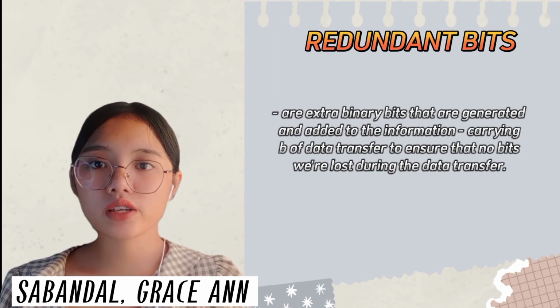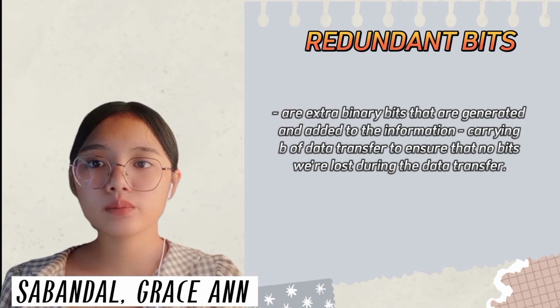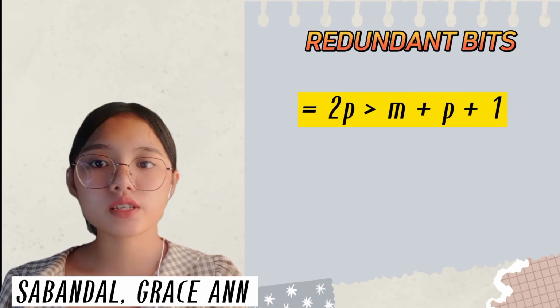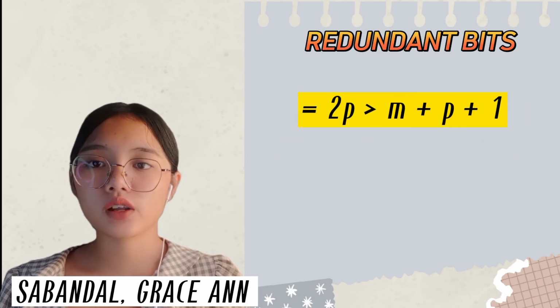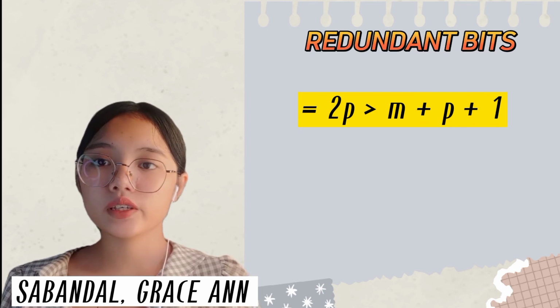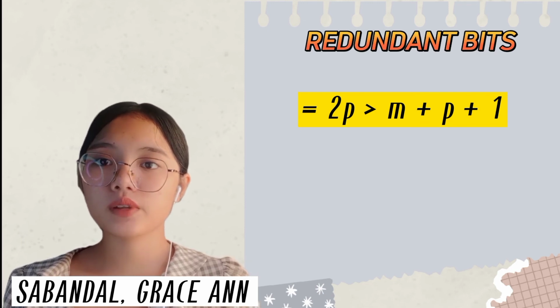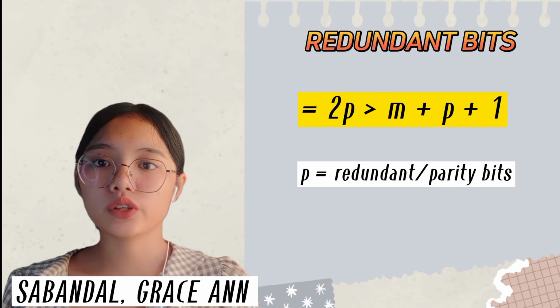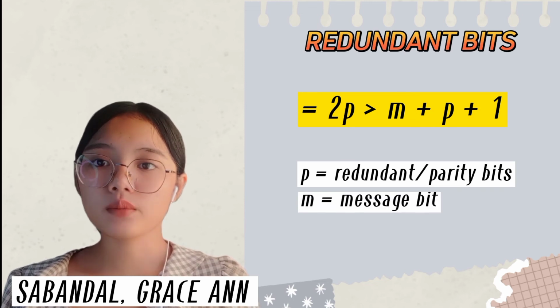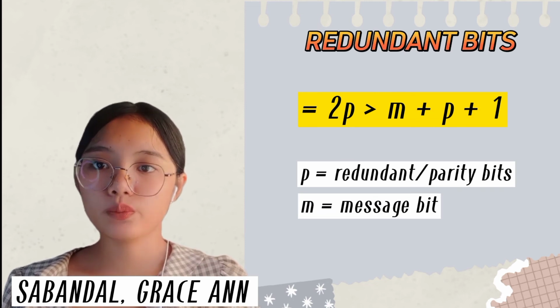Next, we are going to discuss the redundant bits. Redundant bits are extra binary bits that are generated and added to the information carrying bits of data transfer to ensure that no bits were lost during the data transfer. The number of redundant bits can be calculated using the following formula: 2^p is greater than or equal to m plus p plus 1, where p is the redundant or parity bits, and m is the data or message bits.